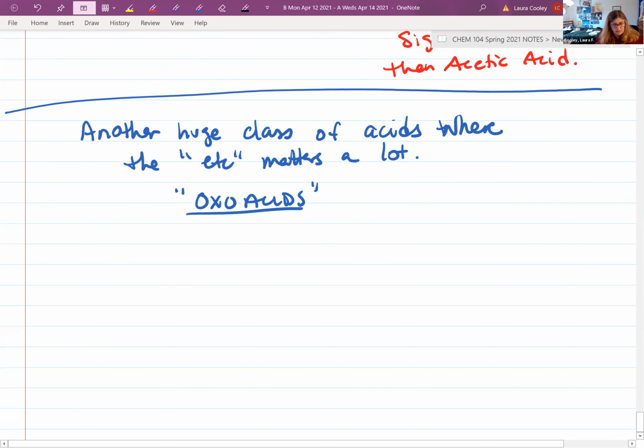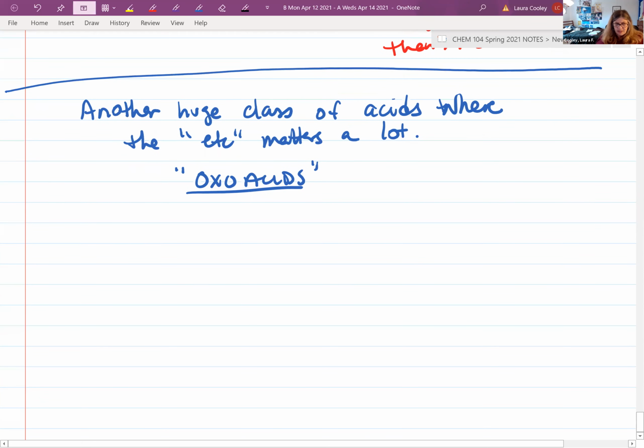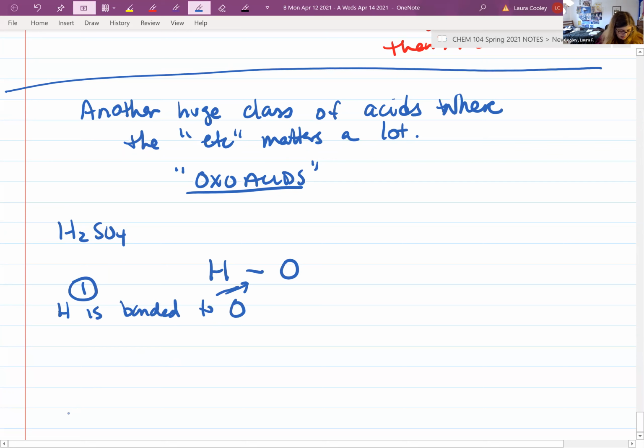So I'd first like to go over, we've been talking about all kinds of acids. HClO4, we never really paid much attention to the structure. H2SO4, those are oxo acids. But if I asked you to draw the Lewis structure of H2SO4, you might think that the H was bonded to the sulfur, and you would be wrong. In all oxo acids, the hydrogen is bonded to oxygen, okay? H is bonded to O. That's the first thing about oxo acids.